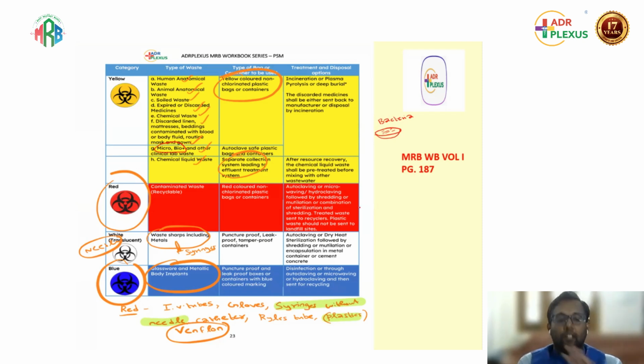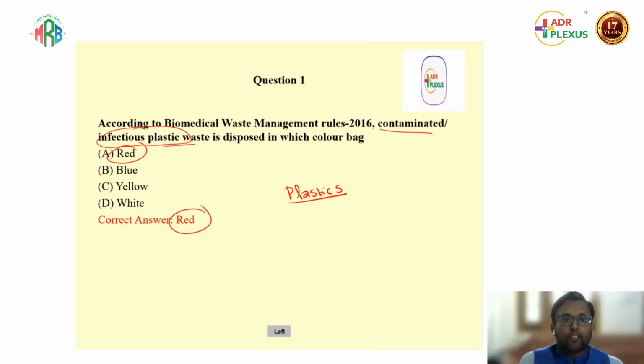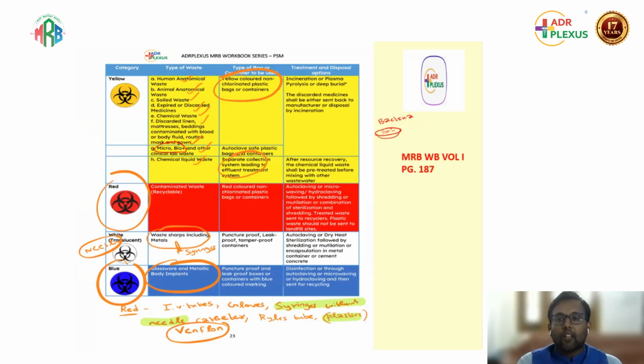But here, there was no mention of anything, just contaminated or infectious plastic waste. So for this question, the straight answer is red. This we saw in our MRB workbook, volume 1, page 187. In volume 1 of the MRB workbook, we got this beautiful picture.